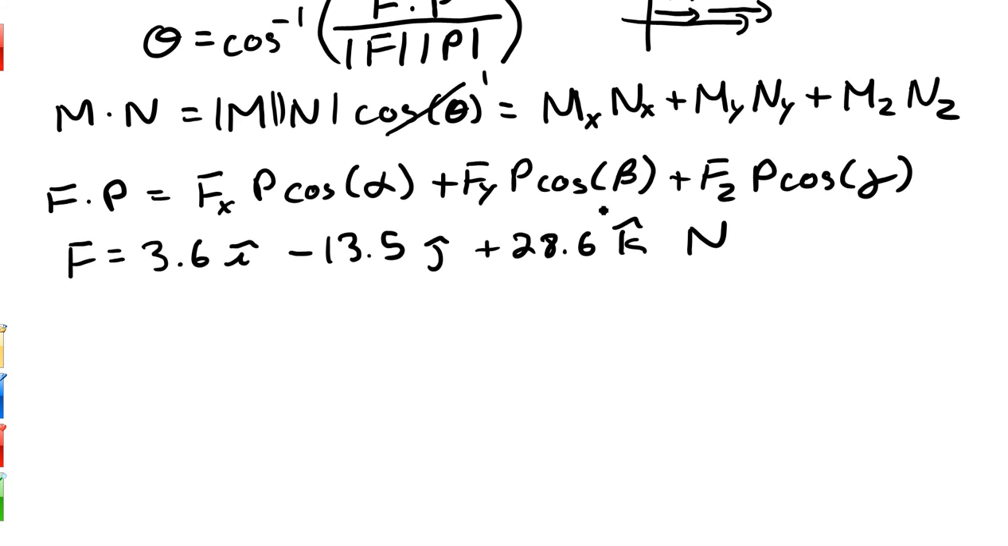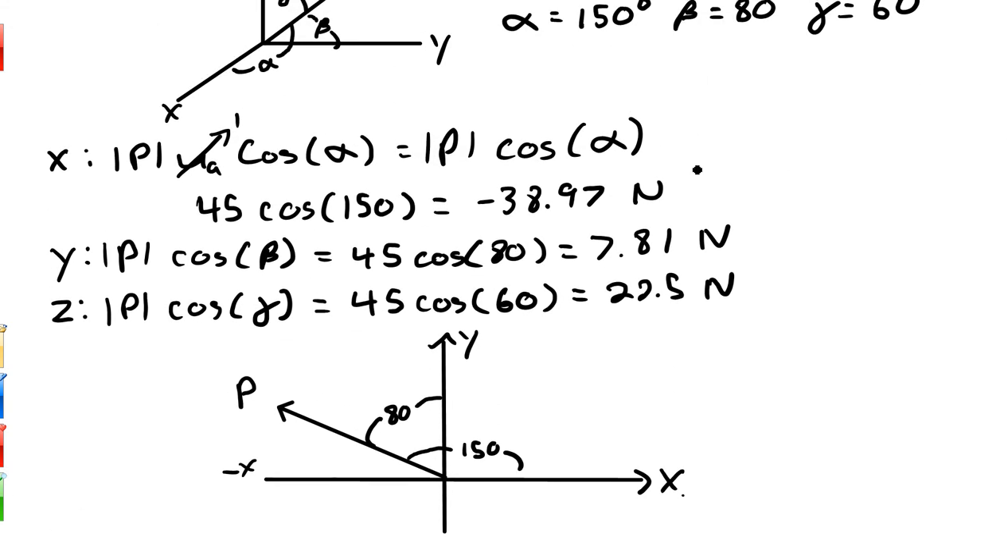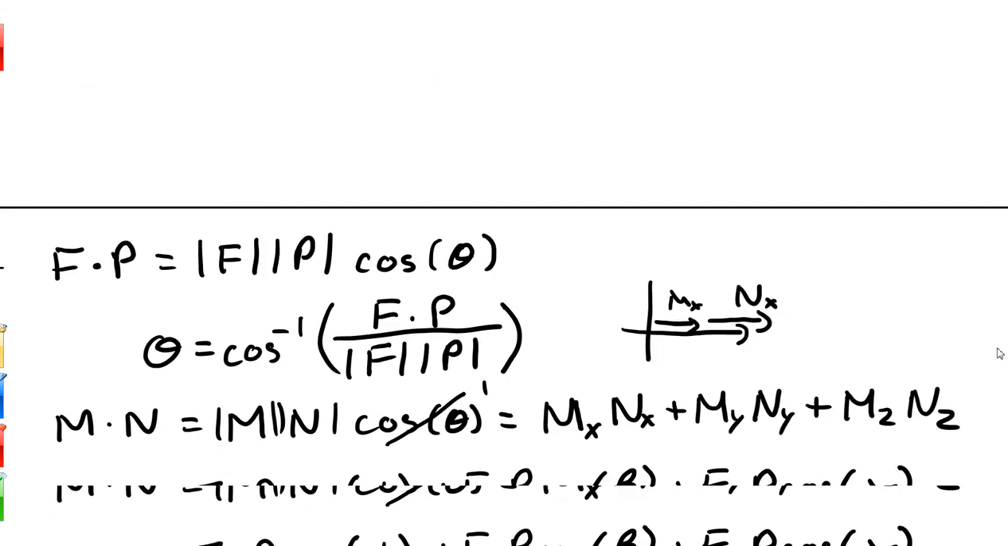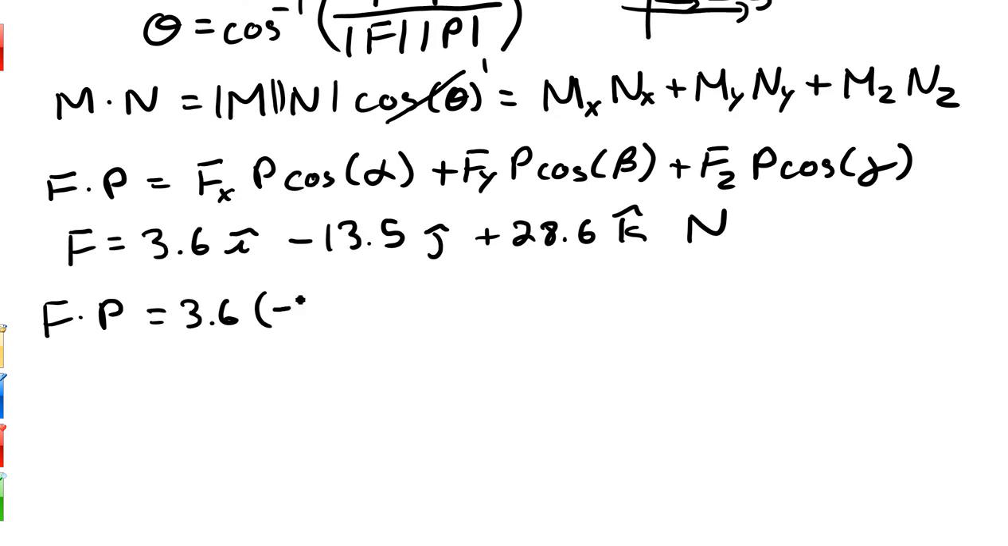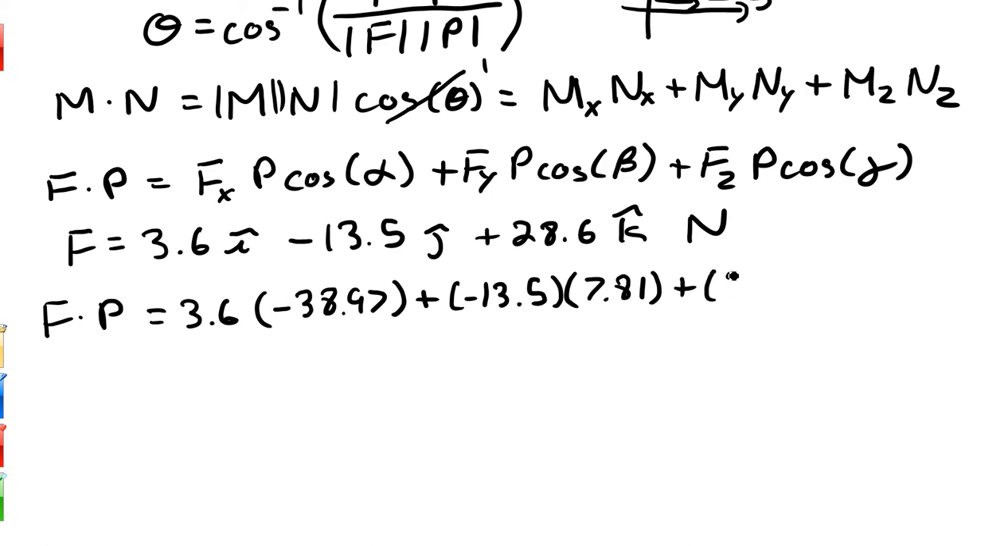Applying this to the above, F dotted with P is going to be 3.6 times, and I'm going to use the numbers that we found up here, a negative 38.97, plus a negative 13.5 times 7.81, plus a 28.6 times 22.5.